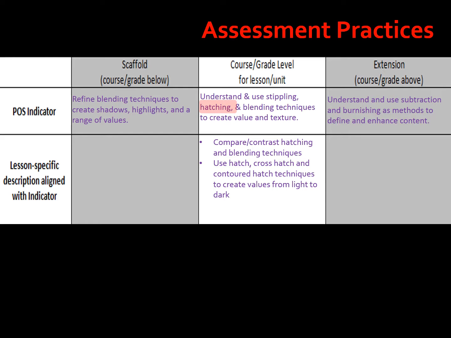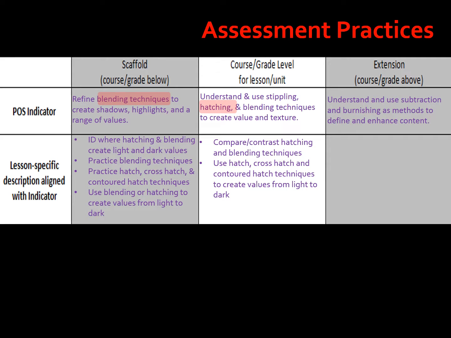Several students may have no understanding of how to create areas of light and dark. The teacher would scaffold by choosing goals that would help students explore ways to create a range of values, starting with blending techniques. Scaffolded learning goals might look something like this, where students first identify where an artist has created areas of light and dark, then practice both techniques. The teacher might allow students to incorporate the technique they feel most comfortable with in this drawing and continue to build on skills in future lessons.